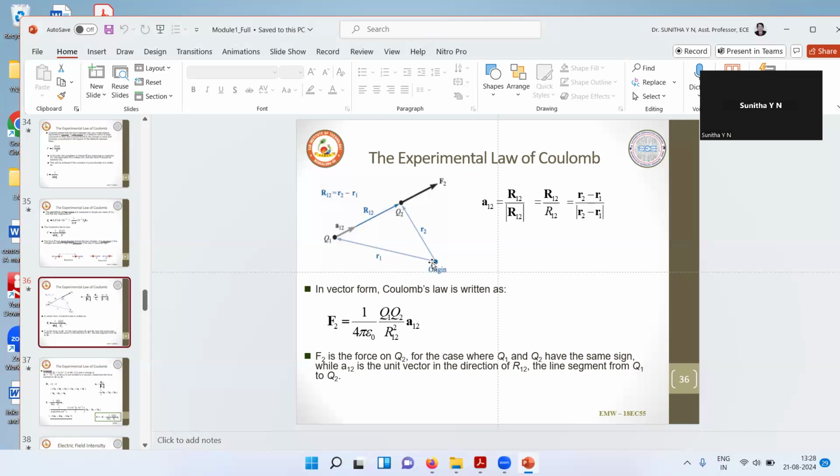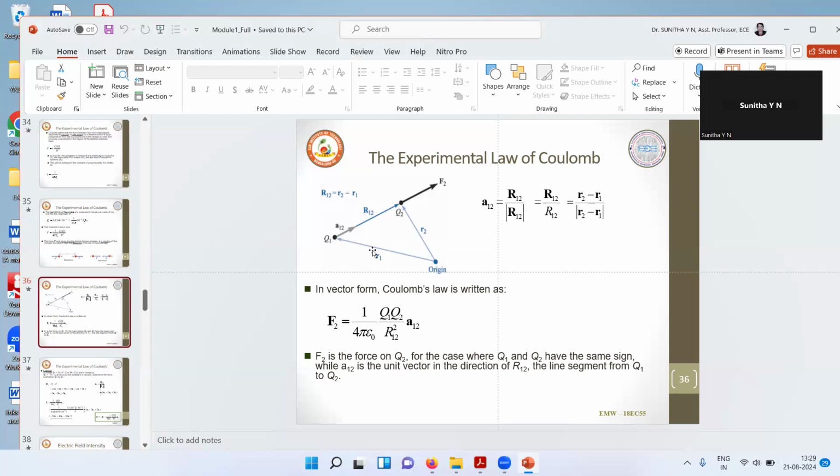Now let us trace the vectors. Here I have vector R1 in the direction of traversal, so this becomes positive R1. R12 is again in the direction of traversal, so the vector R12 is also positive. Looking at the vector R2, it is in the reverse direction of traversal, so this becomes negative. So the algebraic sum equation is R1 plus R12 minus R2 is equal to 0.